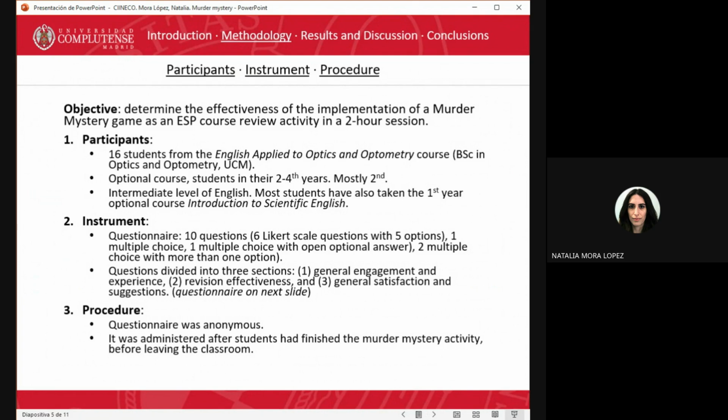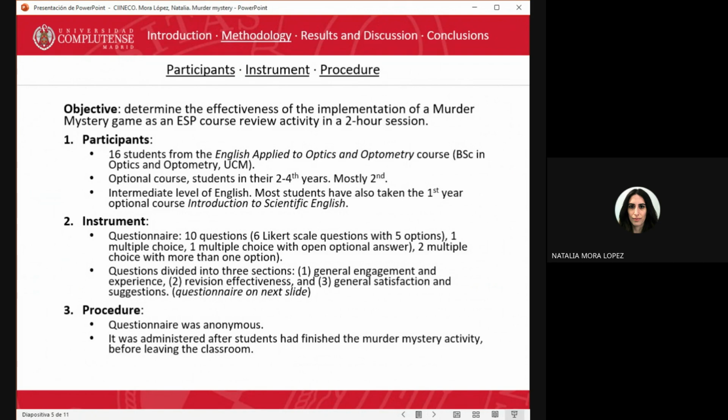So it was okay. I prepared the murder mystery for a total of between 5 and 15. So I had 16, and some of them had to be not only in pairs, but some in groups of 3. So it was okay. This is an optional course, so students are in the 2nd, 3rd, or 4th years, but usually in the 2nd, and they have an intermediate level of English.